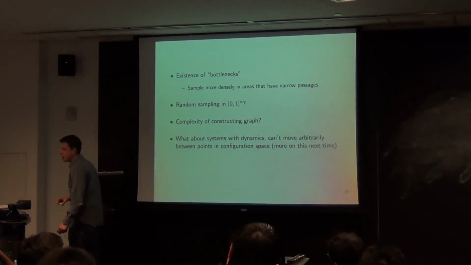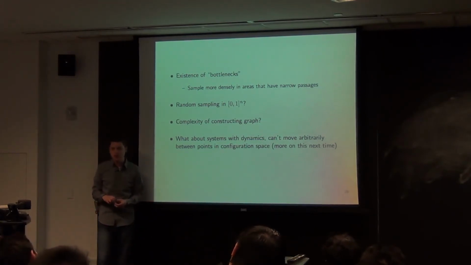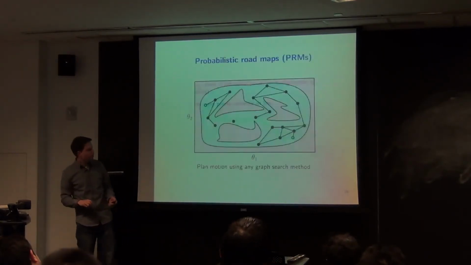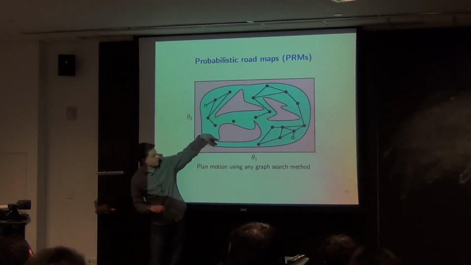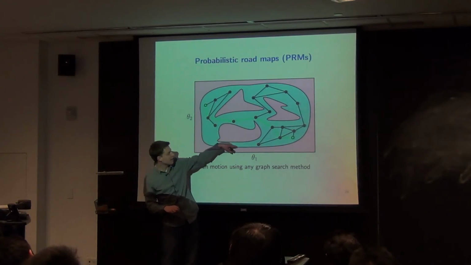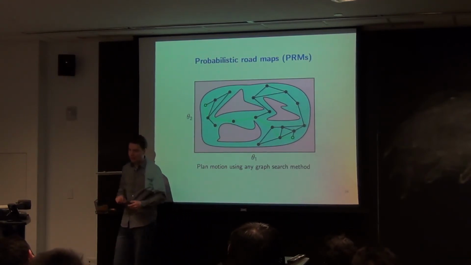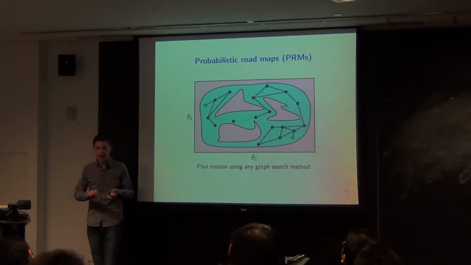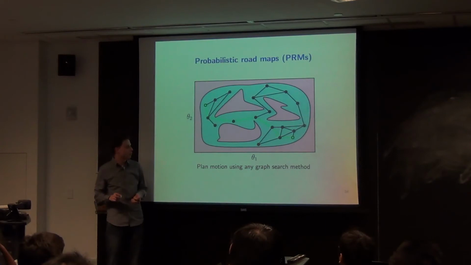For example, there can be this problem of bottlenecks and corridors in the space. So if we have a lot of things like this, narrow passageways, where we have to get lucky and randomly sample a lot of points in here before we get a good path through it, that can be really hard, right? Because we have to get enough samples that we're actually able to form the narrow passages through these spaces.